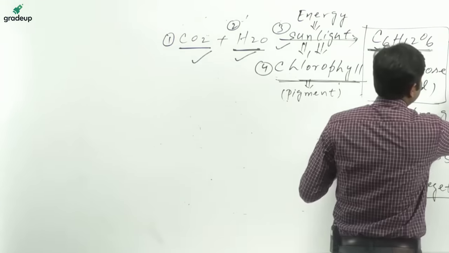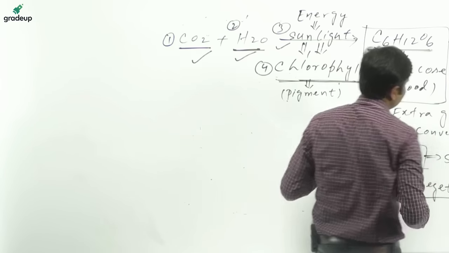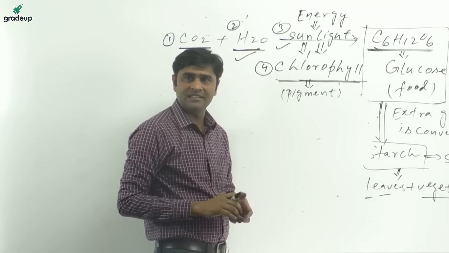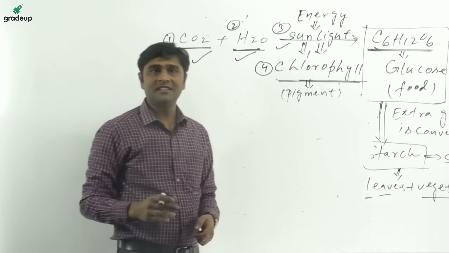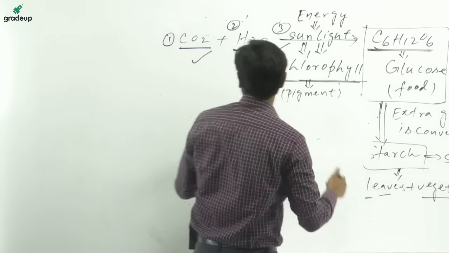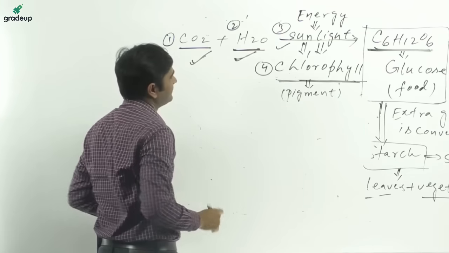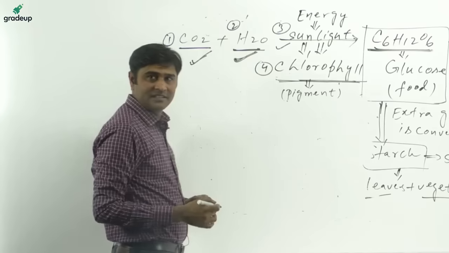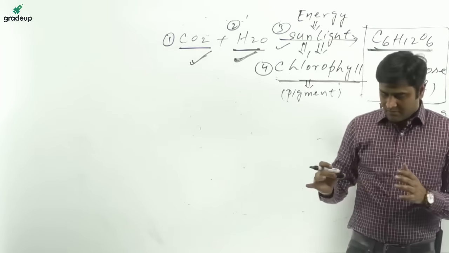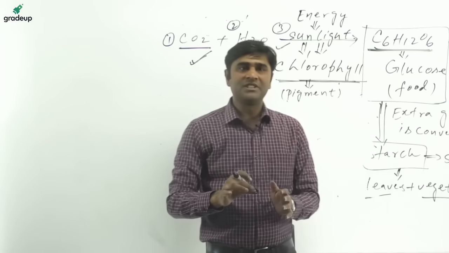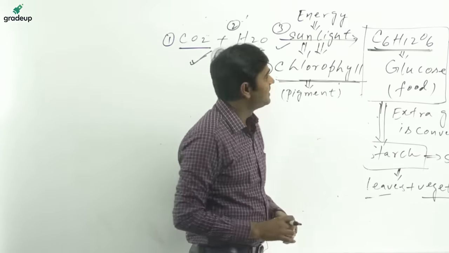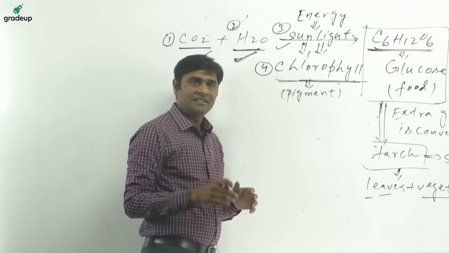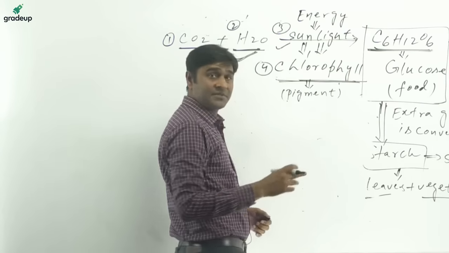In the process of photosynthesis, the oxygen released during photosynthesis comes from CO2 or water, because CO2 also contains oxygen and water also contains oxygen. So the question is: oxygen released during photosynthesis comes from water or CO2? Only two options.